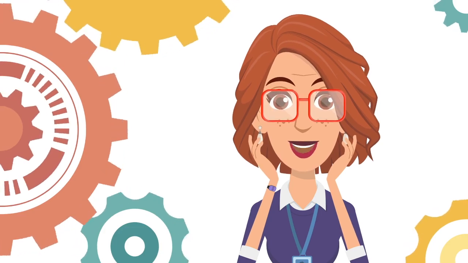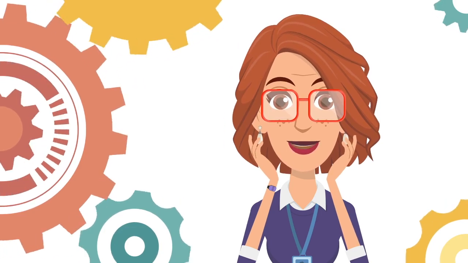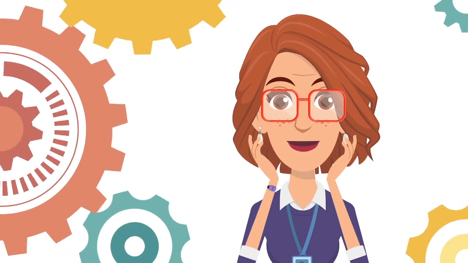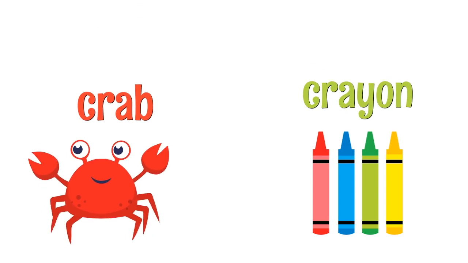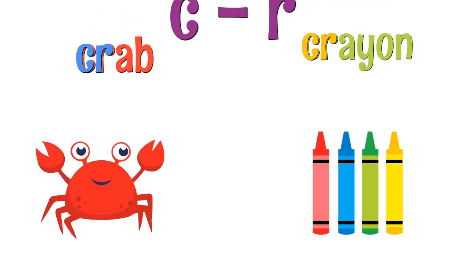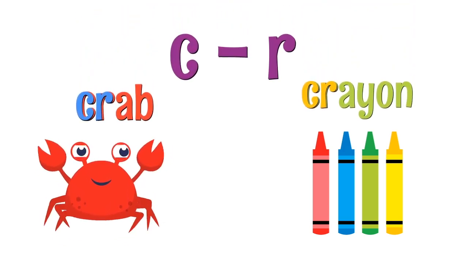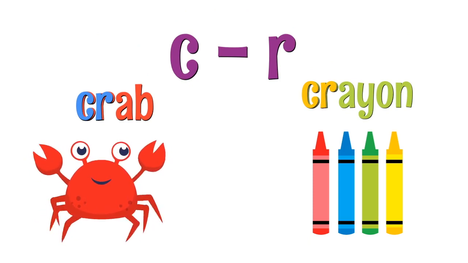All right, let's get those gears grinding in our brain and practice beginning blends. Let's look at these pictures and read these words. First, we see a crab, then a crayon. And what beginning blend do they begin with? That's right, CR, crab, crayon.